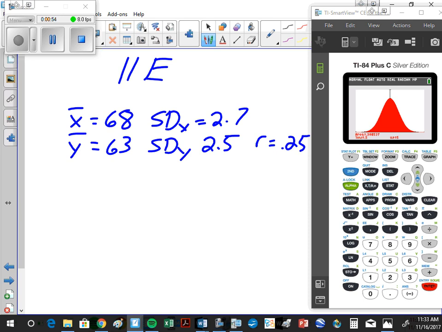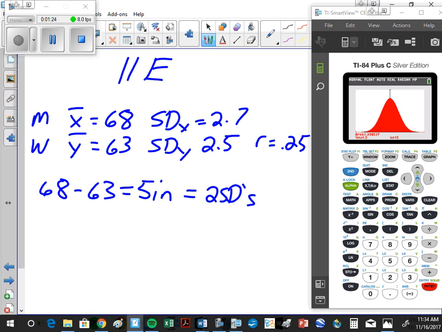How many inches is 5 feet 8 inches? 68. So I'm going to take, nope, these are Y values. The average for men is 68. So this is men and this is women. So 68 minus 63 is 5. So 5 inches is equal to 2 SDs. So we just did 5 divided by 2.5.